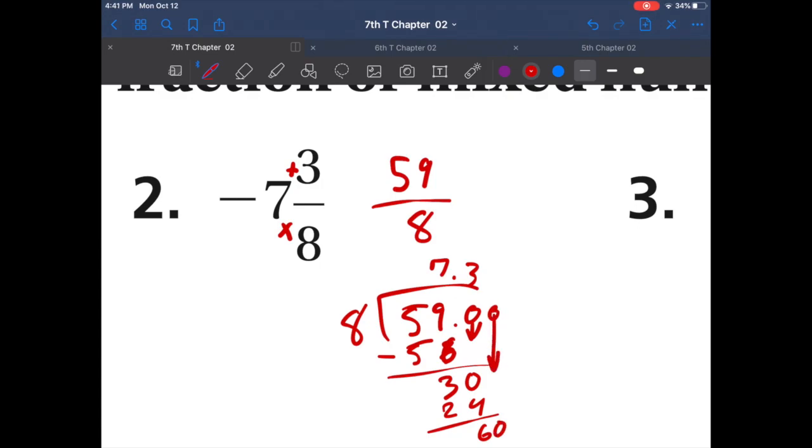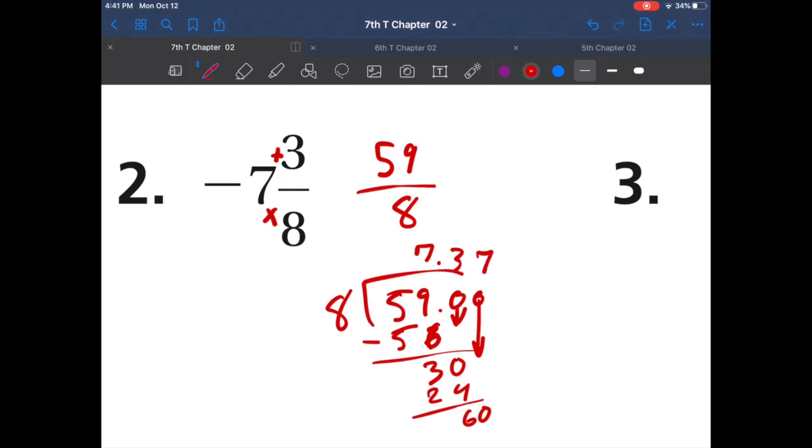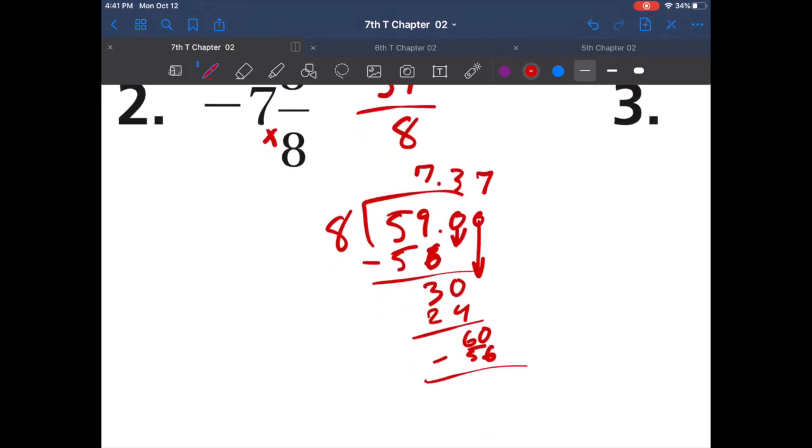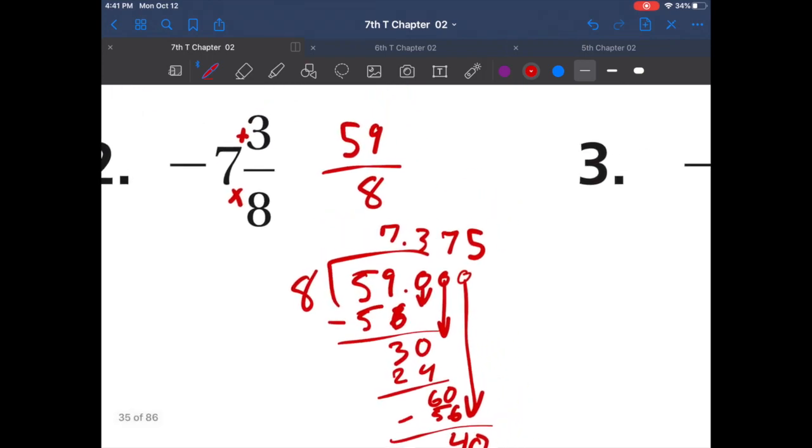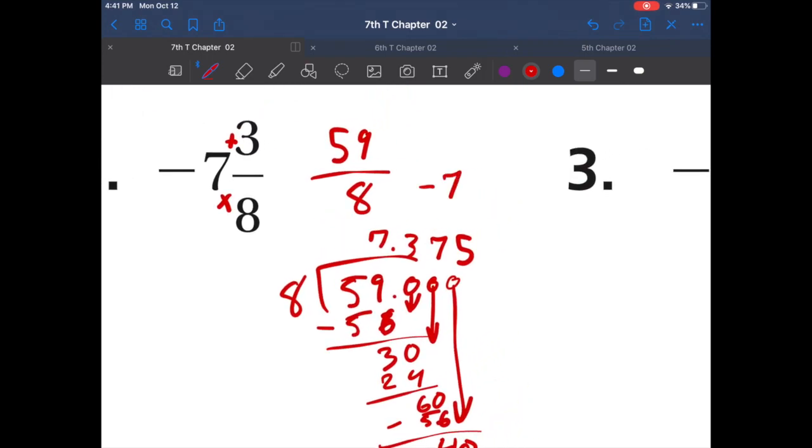Can 8 go into 6? No, it can't. Bring down the 0. 8 can go into 60 7 times. 7 times 8 is 56. Subtract that. What do you get? 4. Can 8 go into 4? No, it can't. Bring down the 0. Can 8 go into 40? Yes, it can. It can go into there 5 times. 8 times 5 is 40. And there we go. We have 0. So our answer for this question is negative 7.375.